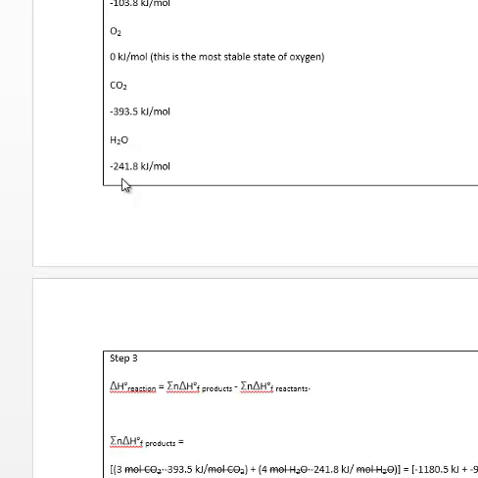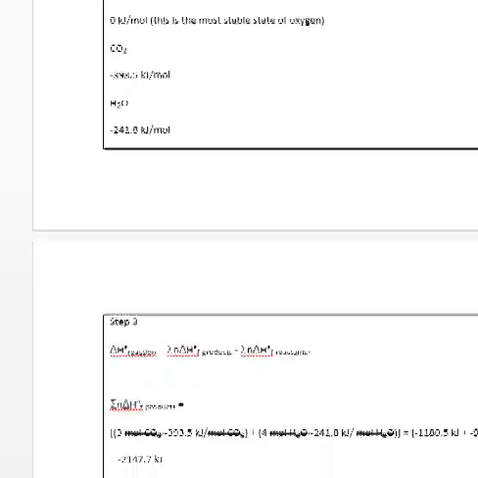H2O, let's see, there should be states here. I'm not sure where this is coming from, but there should be a state here, and that's going to make a difference. If I had something in parentheses like L or like G, that's going to be important to include. So be sure when you're reading this, you include the state, whether it's G for gas, L for liquid, or S for solid. Negative 241.8 kilojoules per mole.